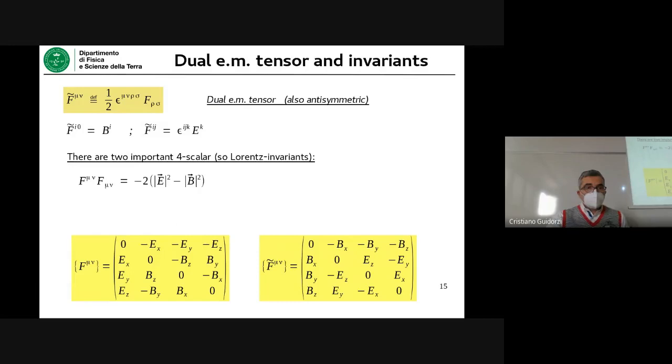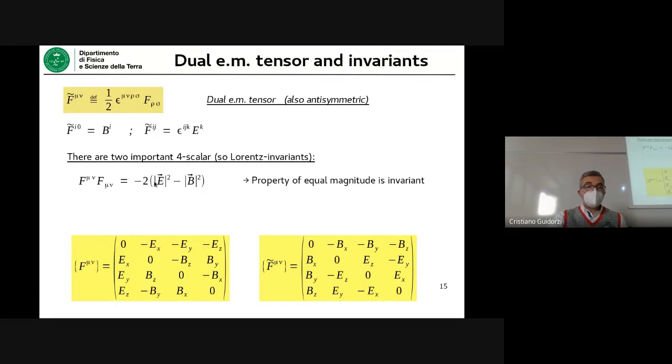So if you contract this, which means that you have to multiply each single component by itself and then sum up, doing this exercise, taking into account that you have to change sign for the mixed component, it is immediate to see that the resulting scalar is just -2 times the difference of the moduli squared of the two fields. But you see, this is important.